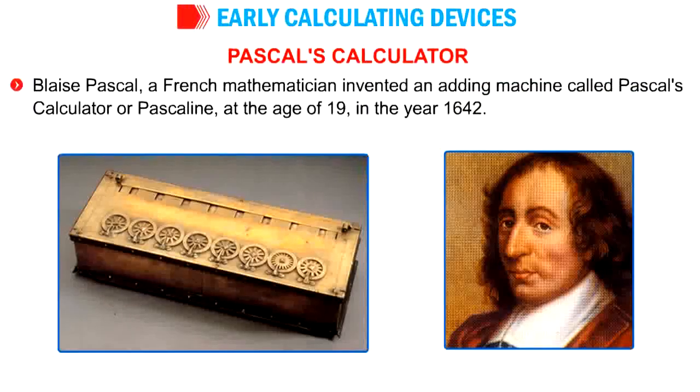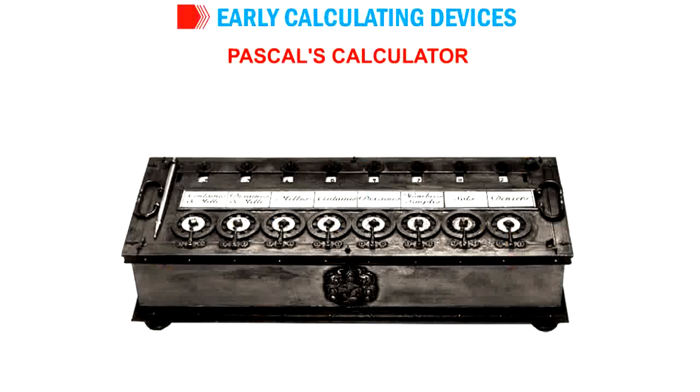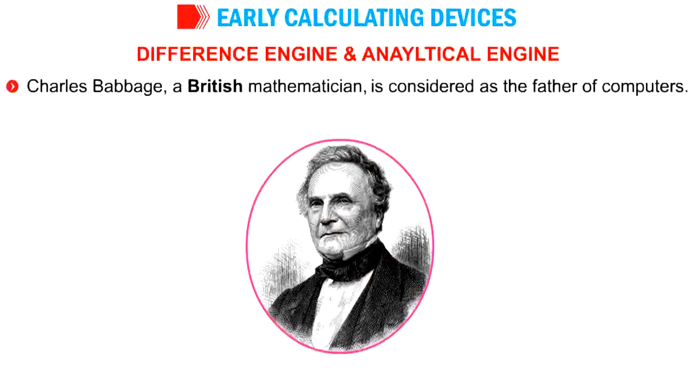Next one is Pascaline, Pascal's calculator. Blaise Pascal, a French mathematician, invented an adding machine called Pascal's calculator or Pascaline. It was invented by Blaise Pascal in 1641 or 42. It was the first mechanical calculator.